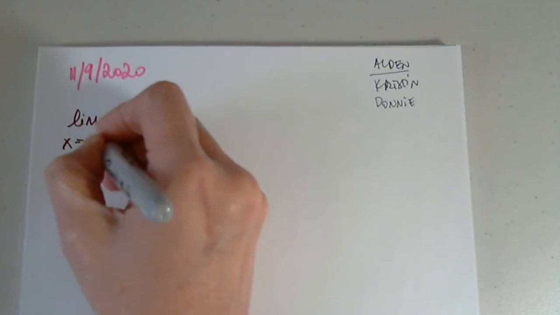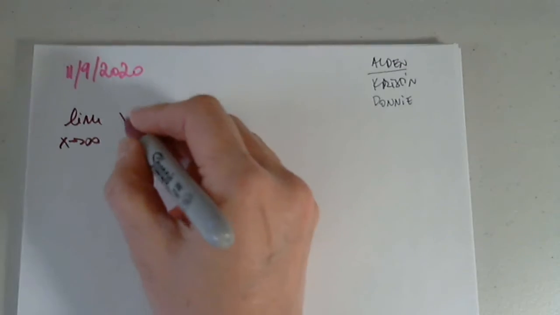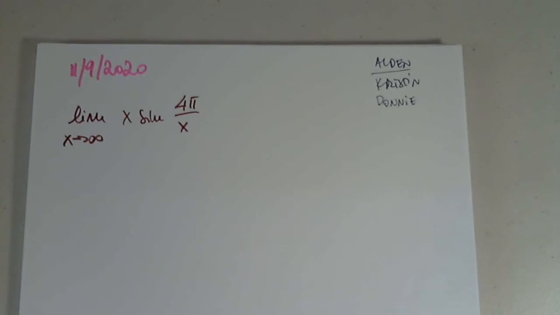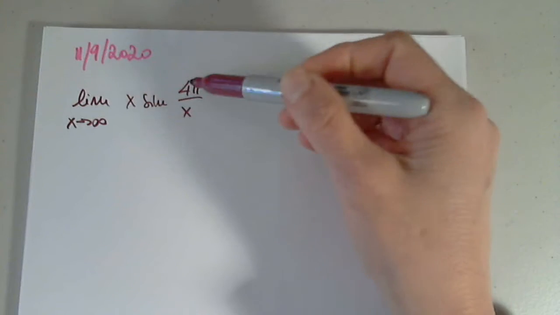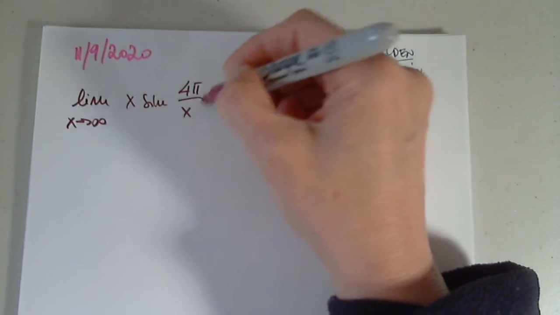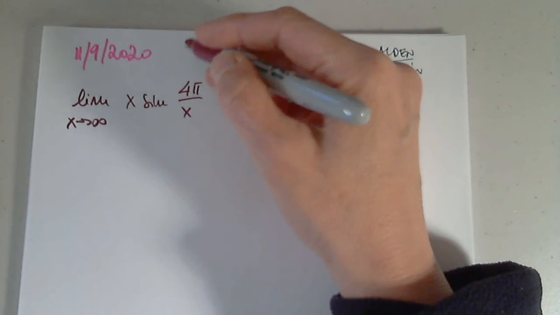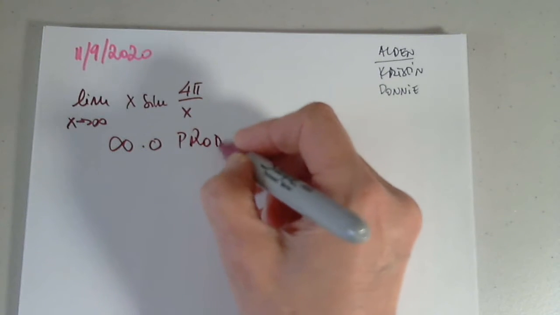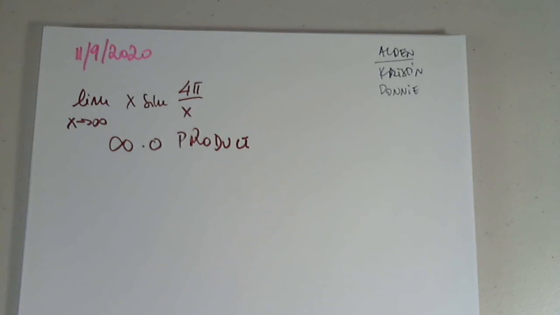So the limit as x approaches infinity of x sine 4 pi over x. This piece, 4 pi over x, approaches 0. But this is infinity times 0 because sine 0 is 0. So this is a product. If you remember, we said last time that products are not a big deal. They shouldn't be, because a simple algebraic manipulation should take care of it.